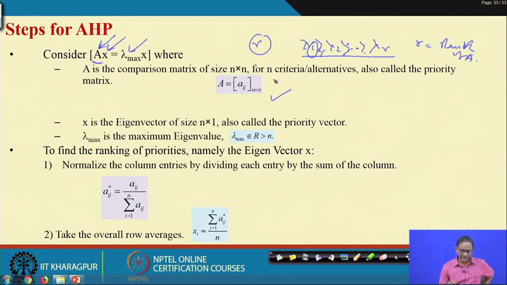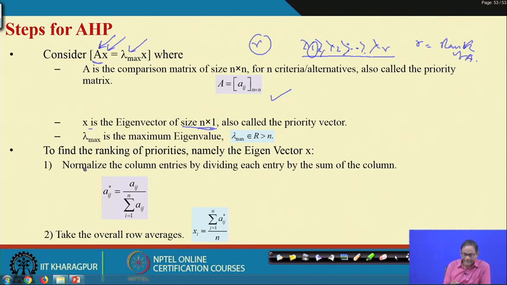You have already seen this is the comparison matrix. X is the eigenvector of size n cross 1. If there are n criteria, it will be n cross 1. If there are n alternatives, it also will be n cross 1. That is the eigenvector, this is the priority vector. And lambda max is the maximum eigenvalue, that I already told you. Now, you may go by eigenvalue, eigenvector decomposition, but that approach we are not using here. It is a very simple approach we are using, which will give you the equivalent result.